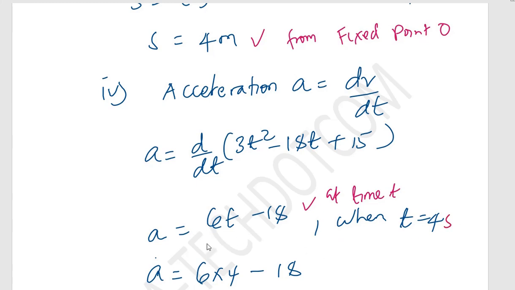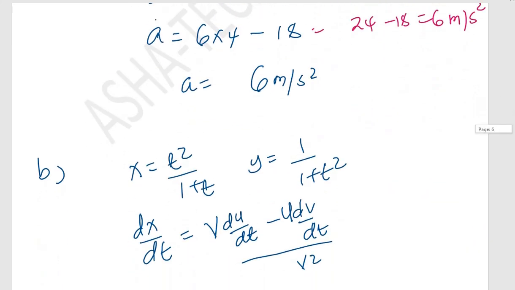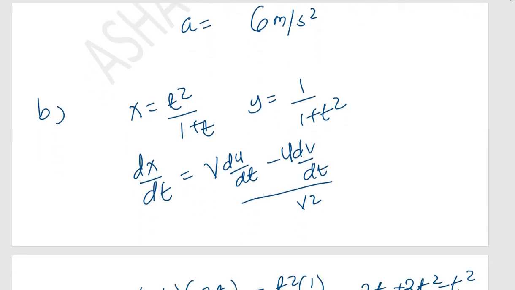I just substitute in, so that I have acceleration equal to 6 times 4 minus 18, and this is 24 minus 18, which gives you 6 meters. Thank you so much. Now let us look at part B of this question.